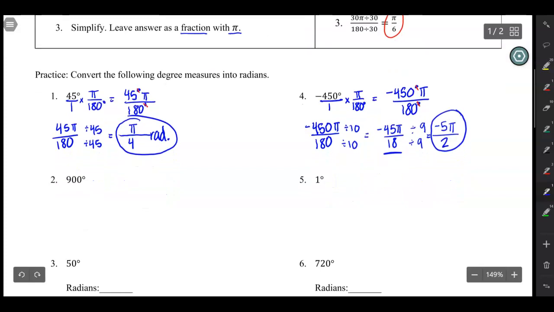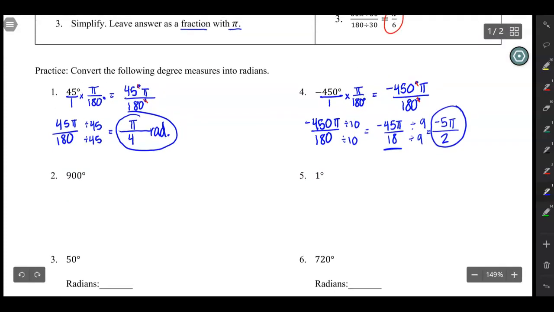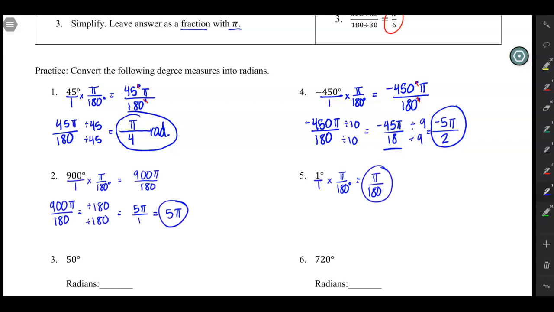Let's go through one more example together, and then I'm going to go ahead and fill in 2 and 5 for you guys. So go ahead and hit pause, try those ones on your own, and then come back and double check your answers. Okay, if you did number 2 and number 5 correctly, then you got 5 pi and pi over 180.